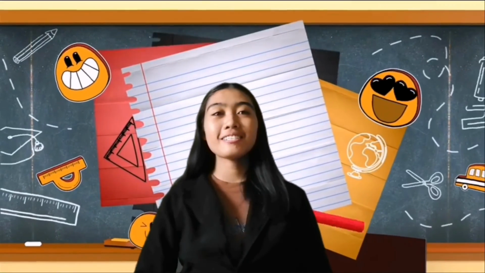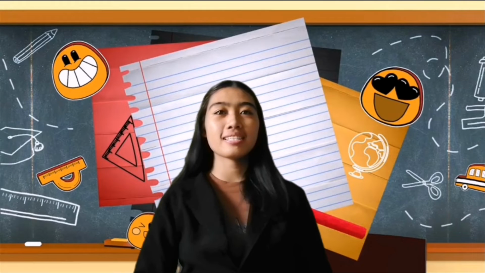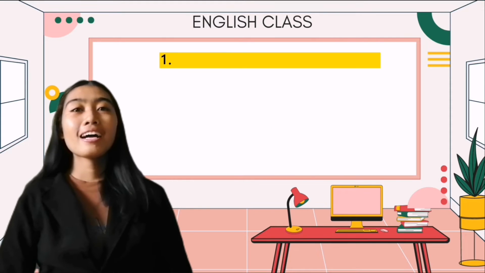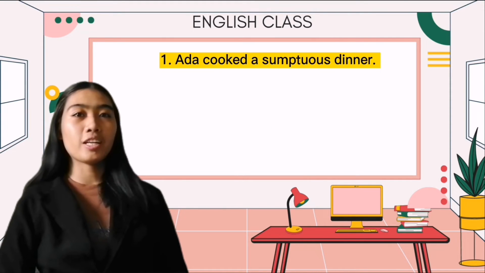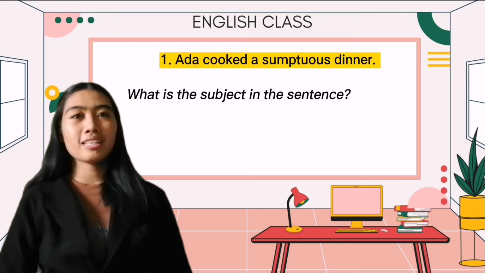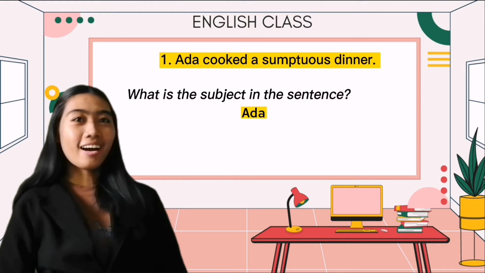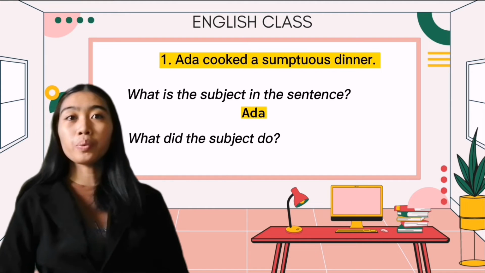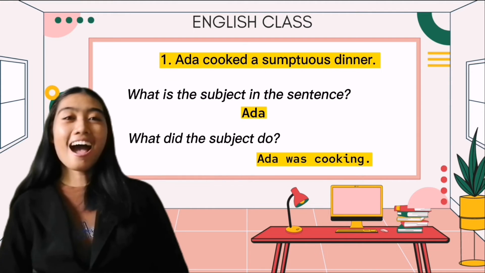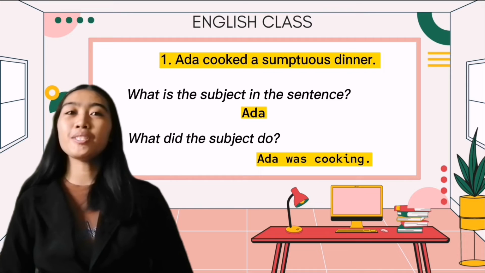Let us have an activity this time. Identify the voice of the verb in each sentence by answering some questions. Number 1. Ada cooked a sumptuous dinner. What is the subject in the sentence? Correct, it's Ada. What did the subject do? Great! Ada was cooking.